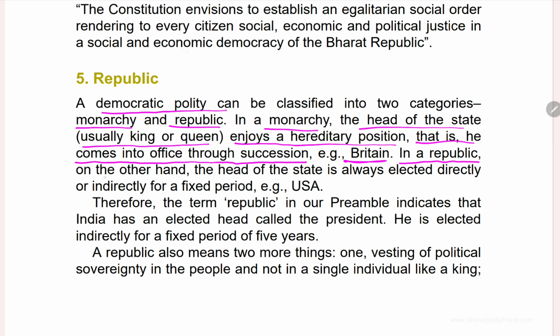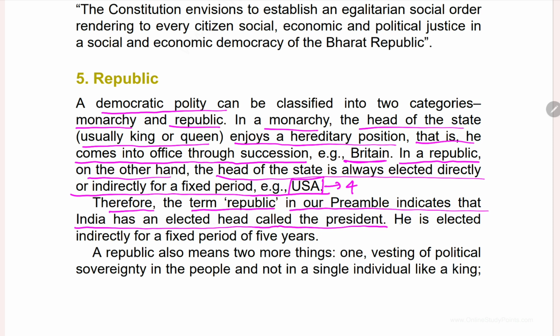But in a republic, on the other hand, the head of the state is always elected directly or indirectly for a fixed period, like the US. In the US, elections are usually conducted after every 4 years, and the head of the state is always elected directly. So the term republic in our preamble indicates that India has an elected head called the president, and he is elected indirectly for a period of 5 years.